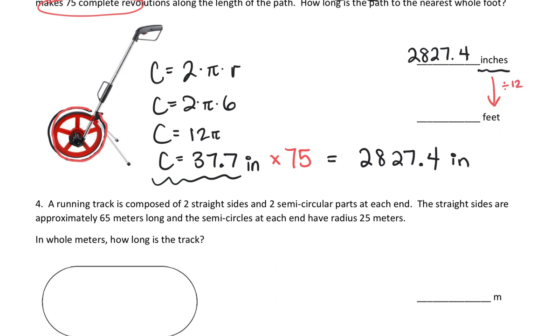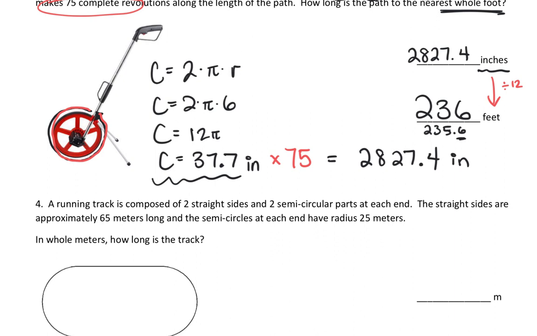The answer will be 235.6. Sorry, 235.6. And we want to round that to the nearest whole foot. Since it has a 0.6 at the end, we are going to round it up to 236 feet. Okay, cool. So that one dealt with the circumference.